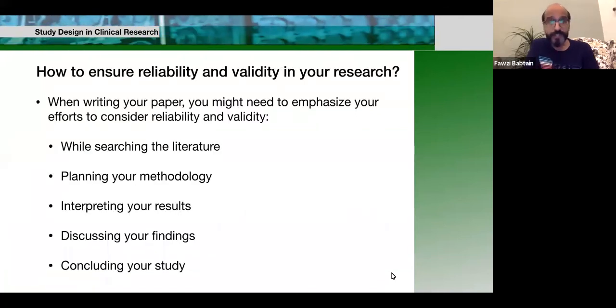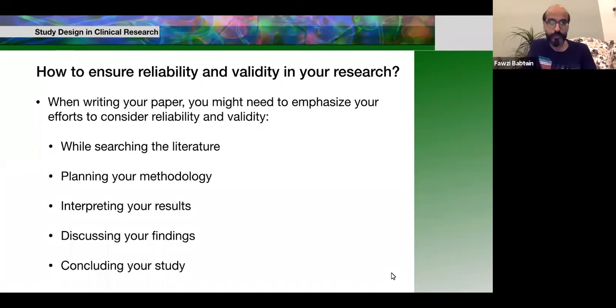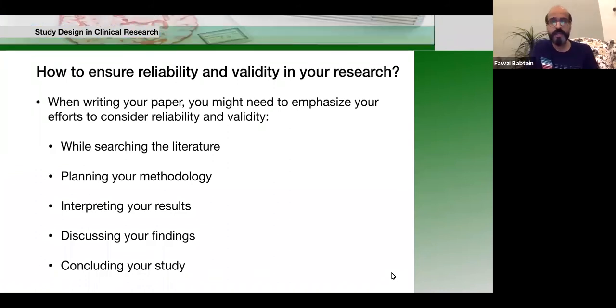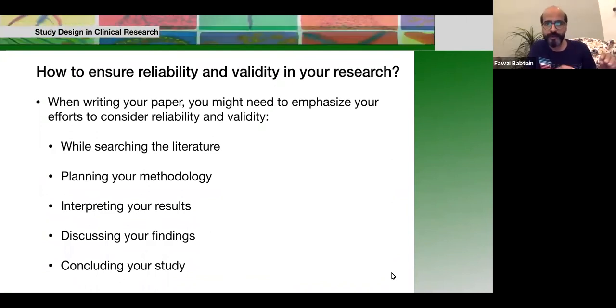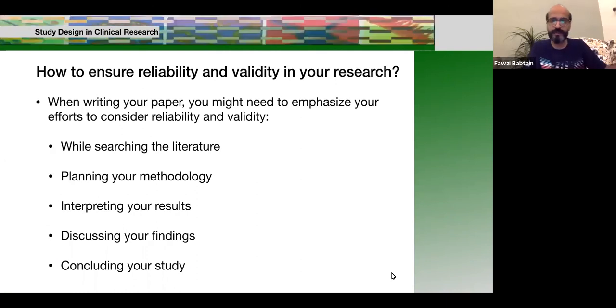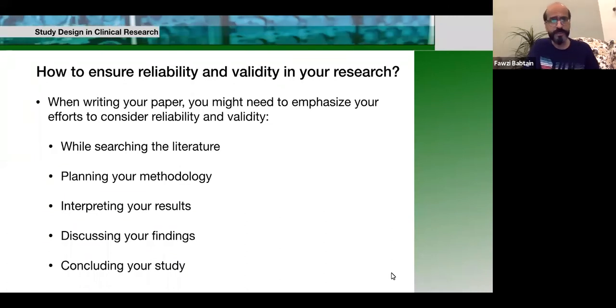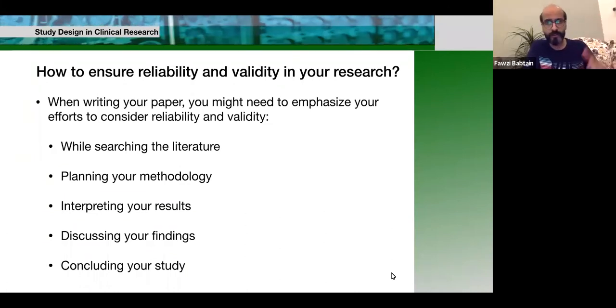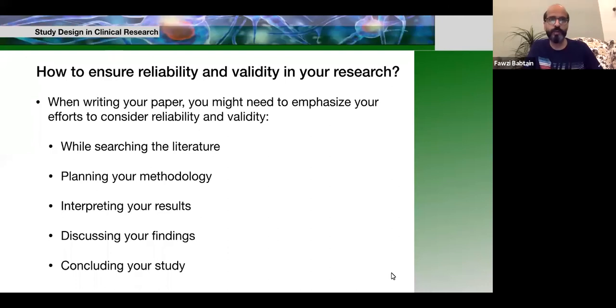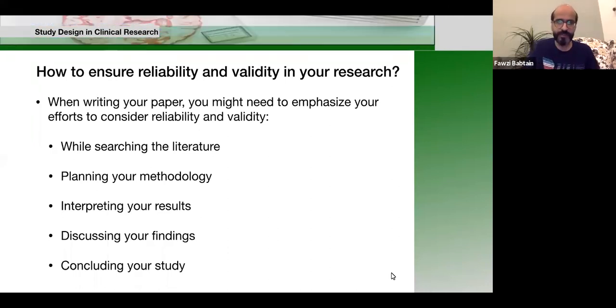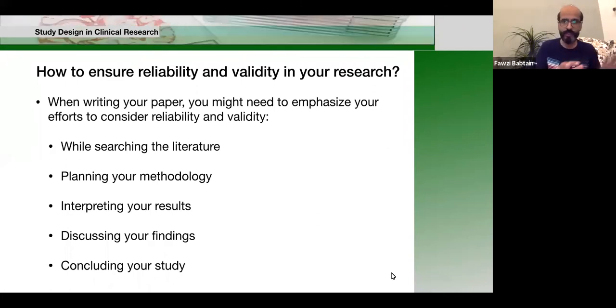It is good for you to show that you are thinking of reliability and validity during your writing. Even when you are searching the literature, you will read that previous researchers state they try to use a reliable, valid test. They did their best when conducting the study to keep the test reliable and valid. This is when you are doing your literature review.